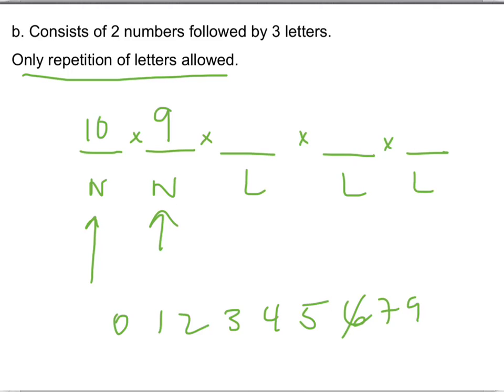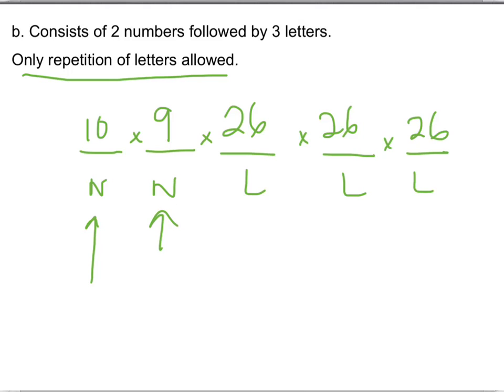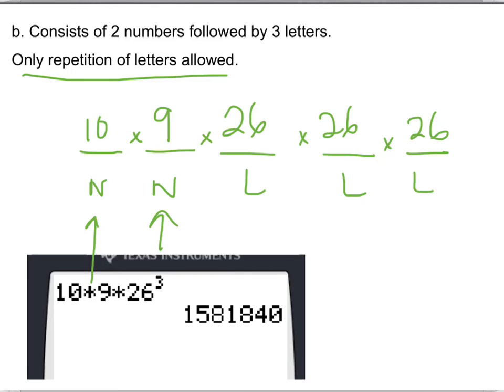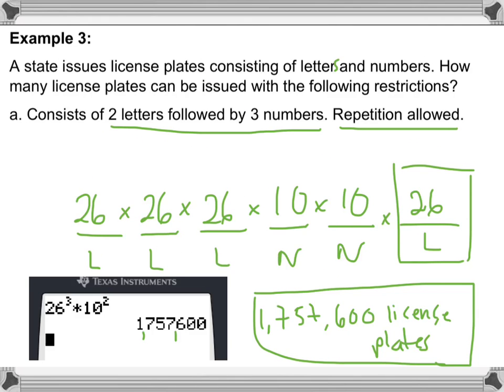Now the letters, we start again, there's 26 letters, and we're allowed to repeat the letters, so these are all 26. And if I do that on a calculator, I would get 1,581,840. And just to make a note, when I'm multiplying 26 times 26 times 26, on a calculator I put 26 to the third times 10 squared. That's just a quick way for me to do that.